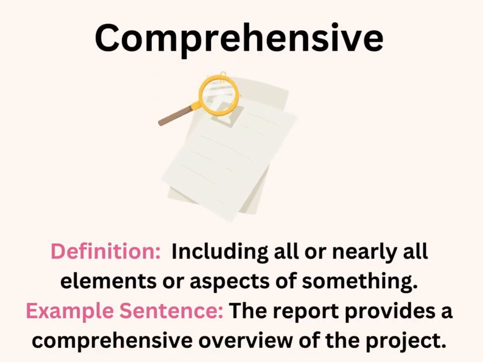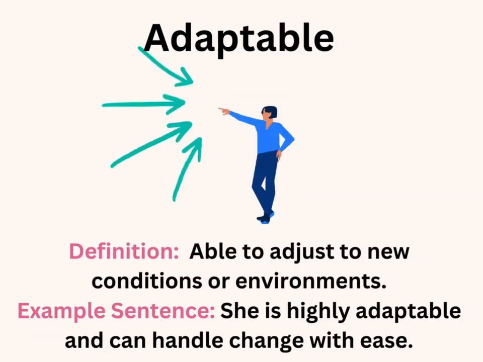Word: comprehensive. Definition: including all or nearly all elements or aspects of something. Example sentence: the report provides a comprehensive overview of the project. Word: adaptable. Definition: able to adjust to new conditions or environments. Example sentence: she is highly adaptable and can handle change with ease.